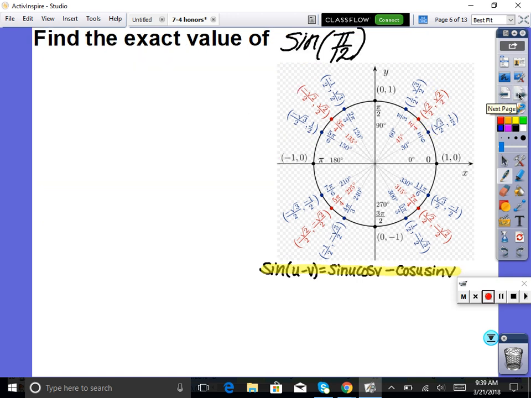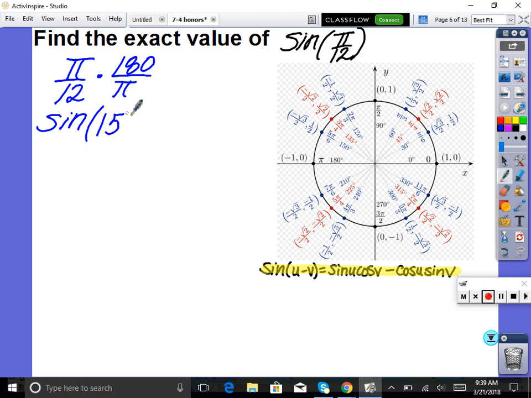Sine of pi over 12. So what you would want to do is say what radian plus what radian or what radian minus what radian would equal pi over 12. So you guys, that's freaking hard to think about, honestly. Let's convert it to degrees. Thinking in degrees is way easier. So you take pi over 12 and times it by 180 over pi. So let's rewrite this in degree format. We're looking at sine of what degree? 15 degrees. It's easier for people to think in degrees.